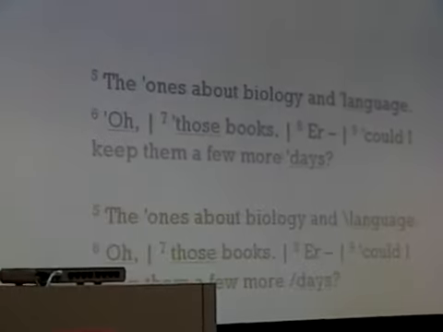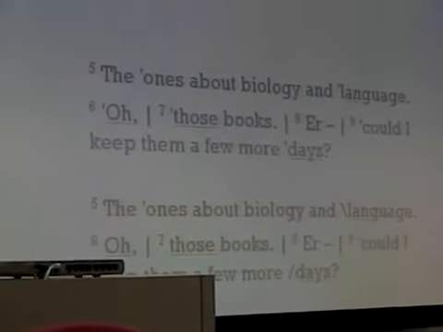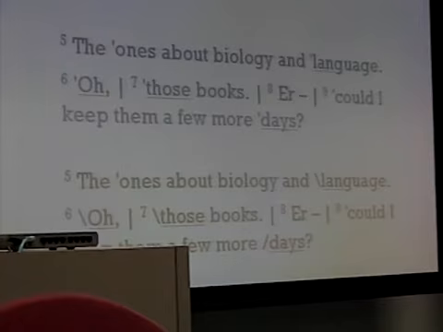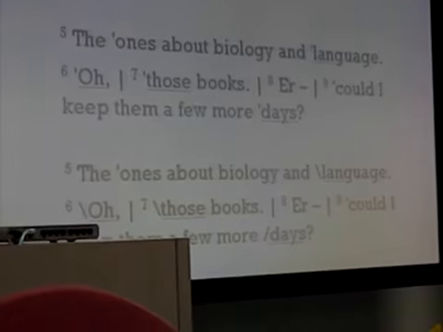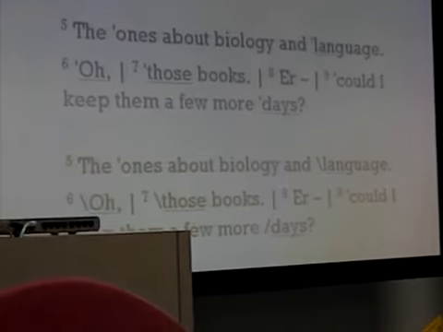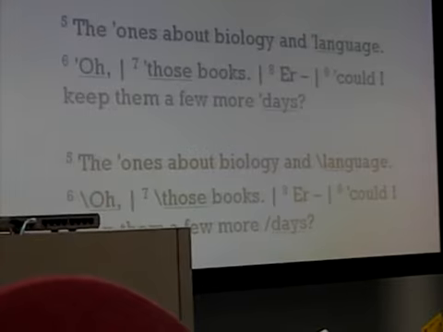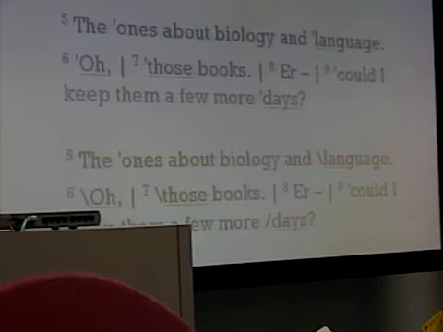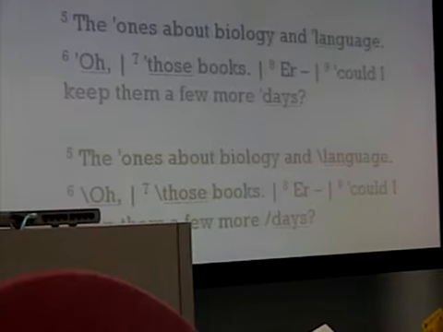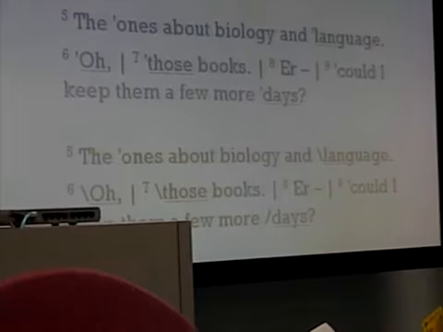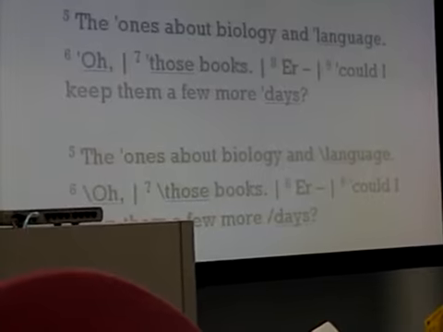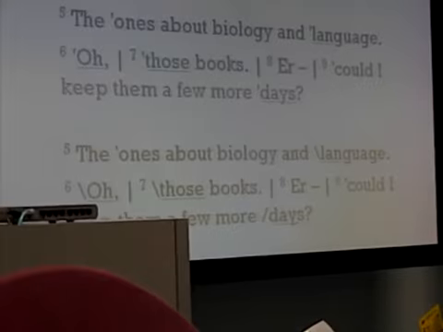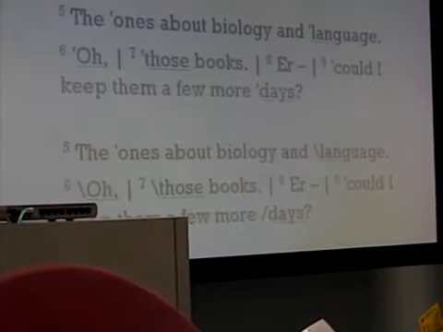There it is with the tone marks shown. Fall on language, 2 falls on O and on those. Those books. Now it's your turn, I think, to practice saying that. So let's take the first one, number 5, the ones about biology and language. Everybody? The ones about biology and language. Oh, those books. Oh, those books.